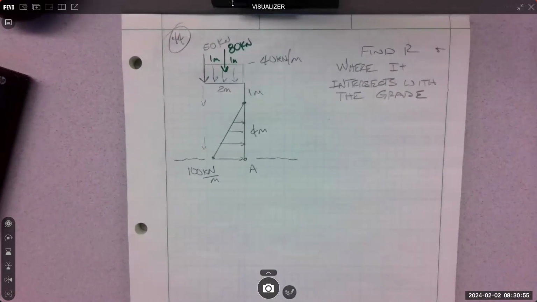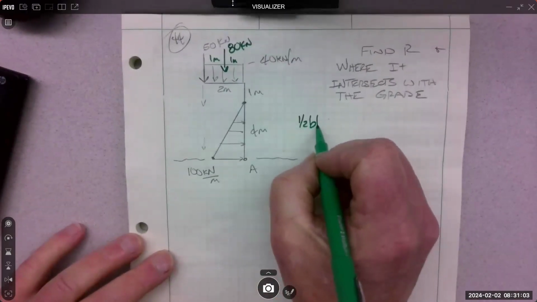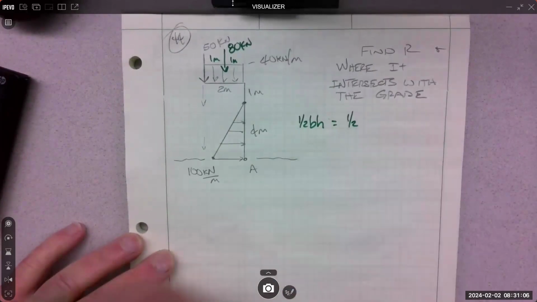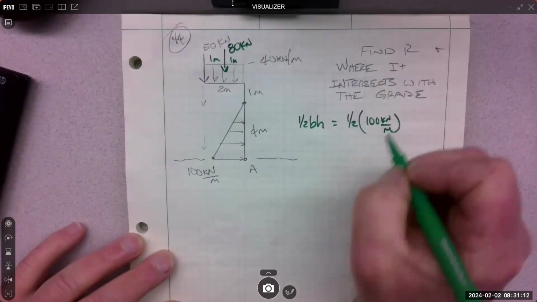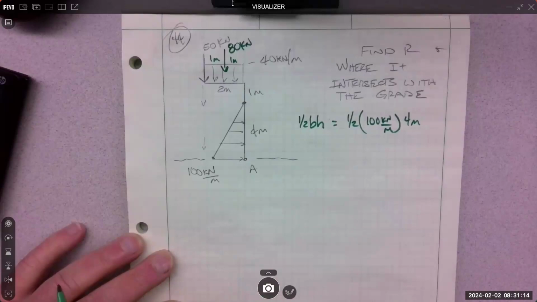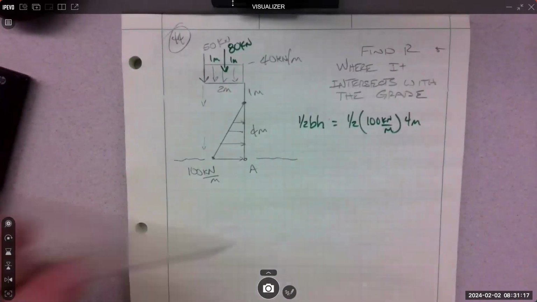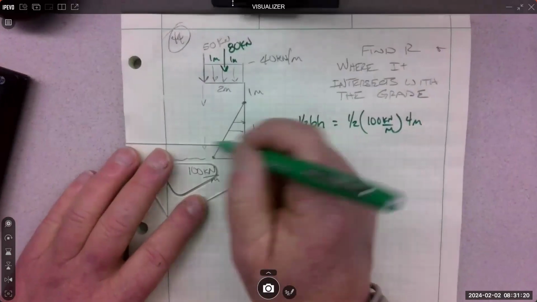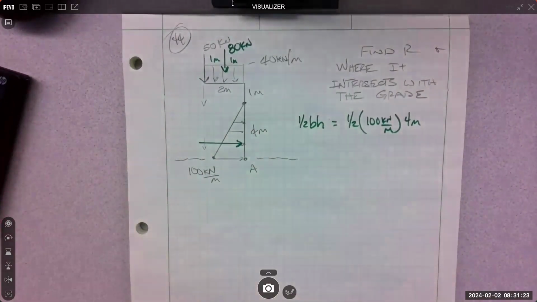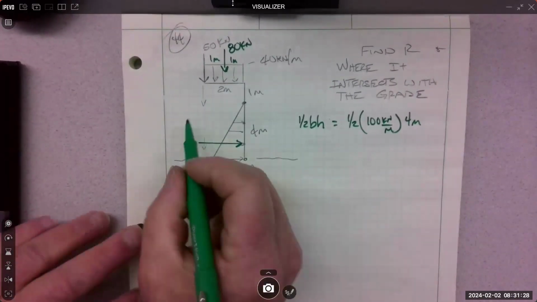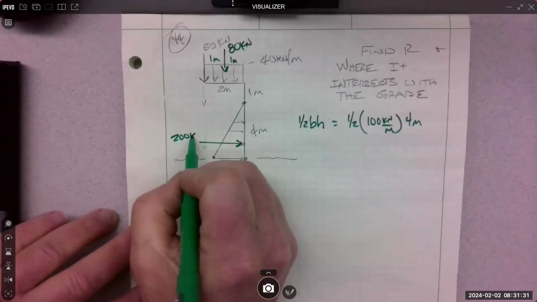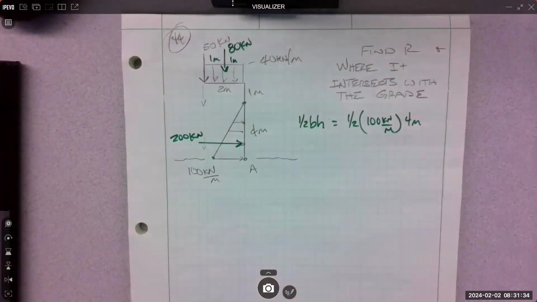We do the same thing with a triangle. Anyone know the area of a triangle? Yes, it is 1/2 base times height. So it is 1/2 times 100 kilonewtons per meter times the height of 4 meters. Looks like that's 50 times 4, which is 200. Is that right? Yeah. And where does it go?